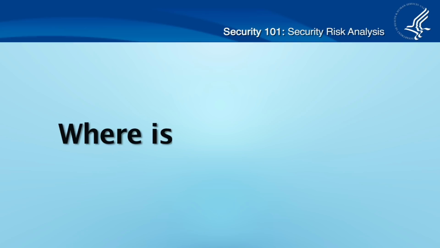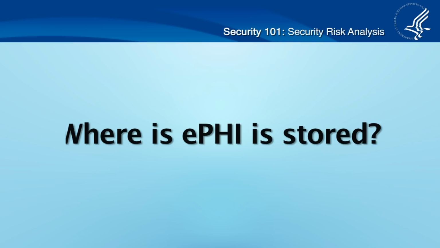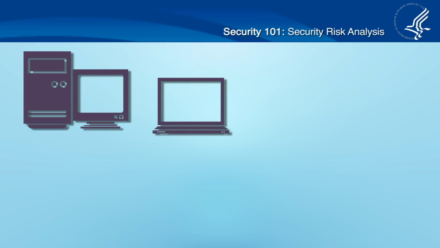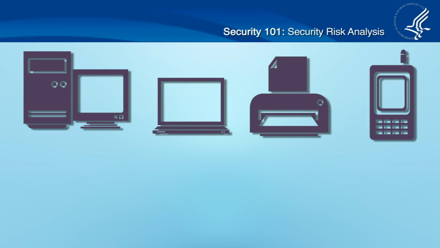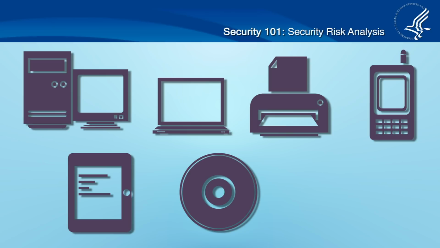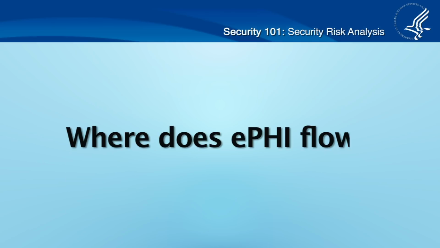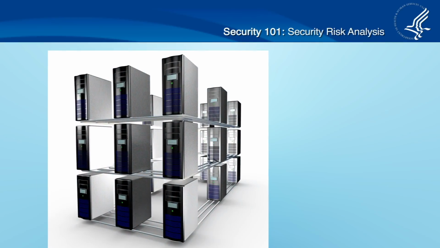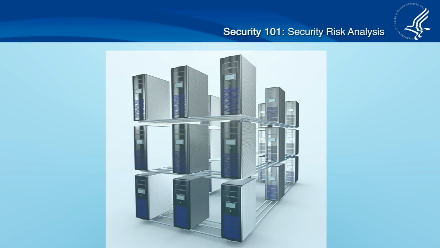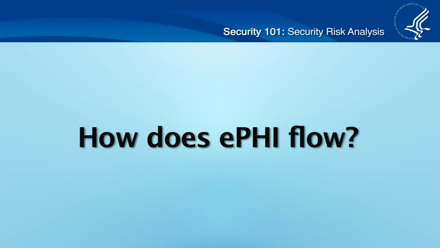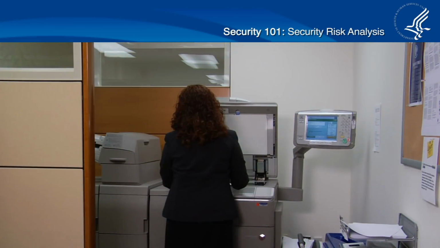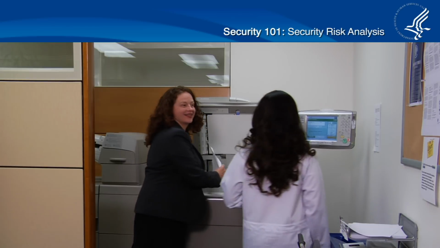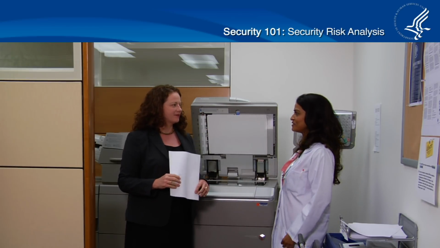You'll need to gather information on where EPHI may be stored: on computer workstations, laptops, copiers, mobile devices, in an electronic health record, CDs, smart cards, or any other portable electronic media. Think about where EPHI flows: to other physicians, to the patient, between providers in your practice, to a backup facility, or an off-site location. Also consider how the EPHI flows or is transmitted: via email, fax, shared network drives, direct exchange, or over a health information network or exchange.